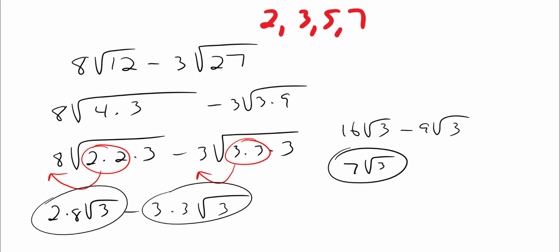Okay? Not bad, not bad. And again, if you can't combine them together, if it's not the same number under the radical, then you can't combine them together. Okay? So let's try another one here.